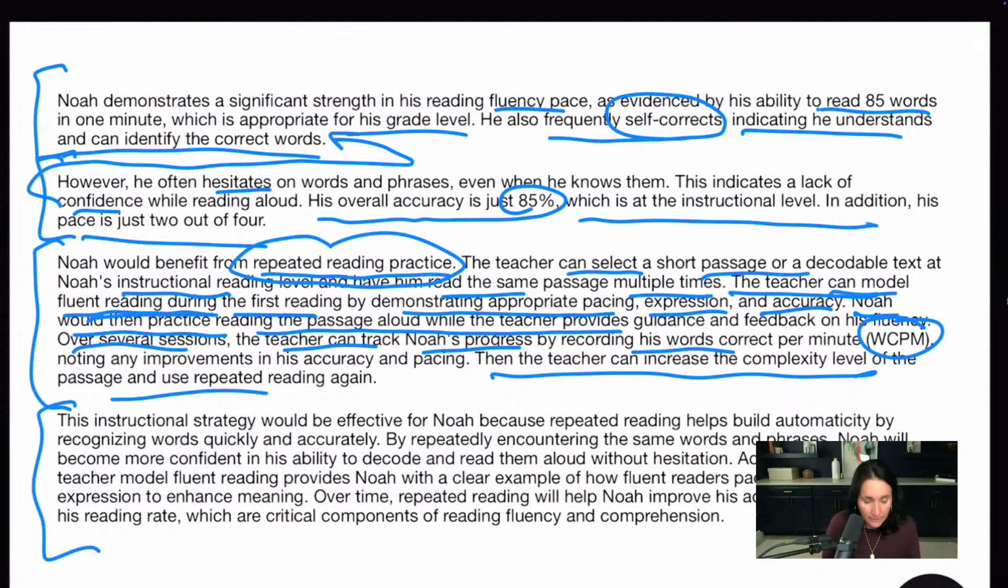Now I need to tell you why it's important. Why would I do this? This instructional strategy would be effective for Noah because repeated reading helps build automaticity by recognizing words quickly and accurately. By repeatedly encountering the same words and phrases, Noah will be more confident. So I have confidence. I have automaticity here. Modeling fluent reading provides Noah with clear examples of how fluent readers pace their words. Over time, repeated reading will help Noah improve his accuracy.